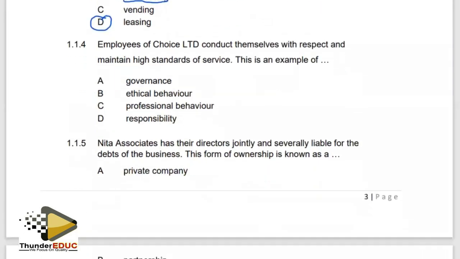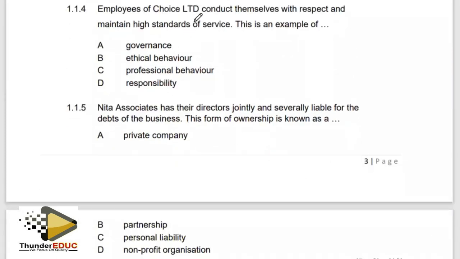When you look at question 2, it talks about employees of Choice Limited who conduct themselves with respect and maintain high standard of service. This is an example of governance. This is not right. It's a wrong option. It is unethical behavior. We look at this. It is unethical behavior. Let's look at this. Then there is what you call professional behavior. These are the two most appropriate answers.